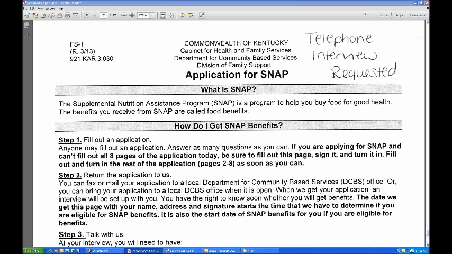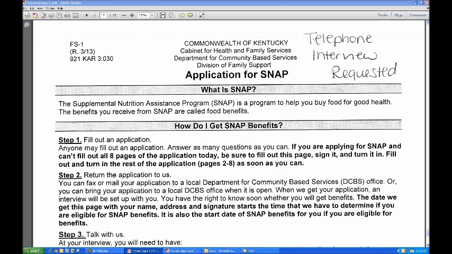When individuals receive SNAP, they are also eligible for a program called Lifeline, which is a discount for their telephone service, and they can call their telephone provider and set that up. So that's something we usually tell people while we're assisting them with the application.